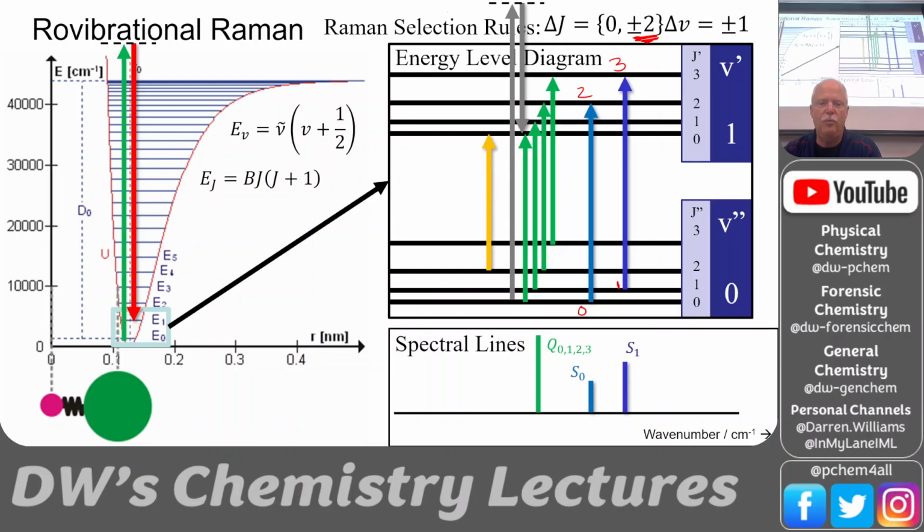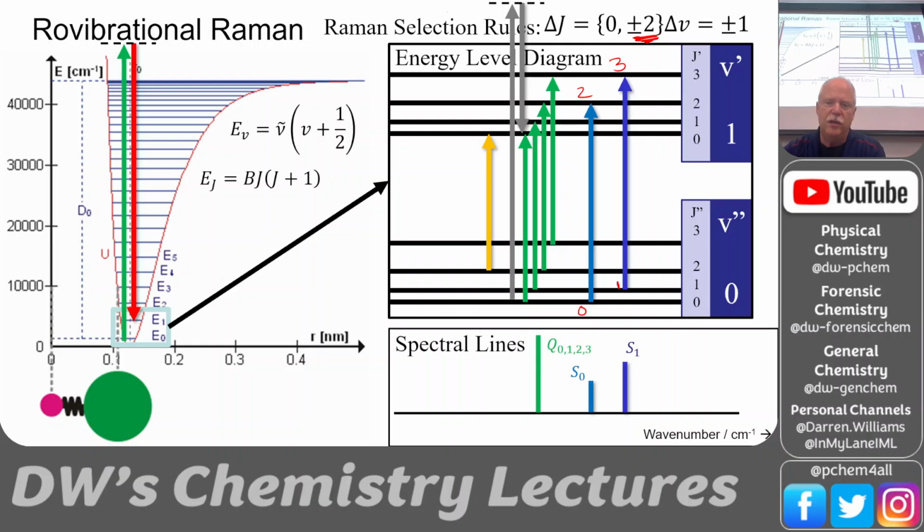And now let's do the O branch. So what's before P? O. So O, P, Q, R, S. Those are the different branches of lines. We never see them all in the same spectrum because the O and the S are in the Raman experiment. The P and the R are in the infrared experiment. The Q is in both.